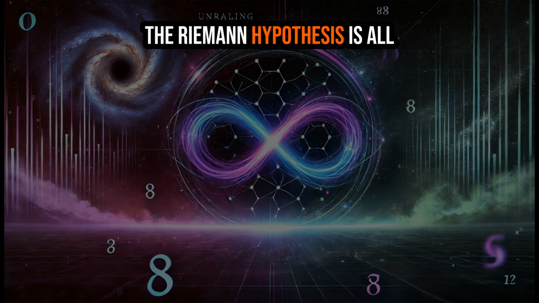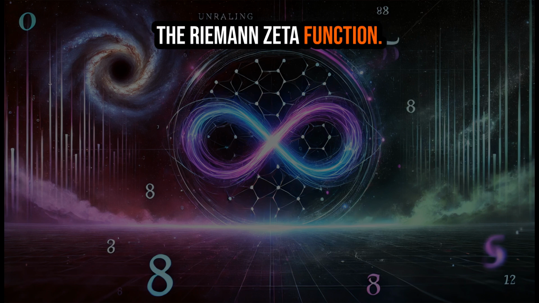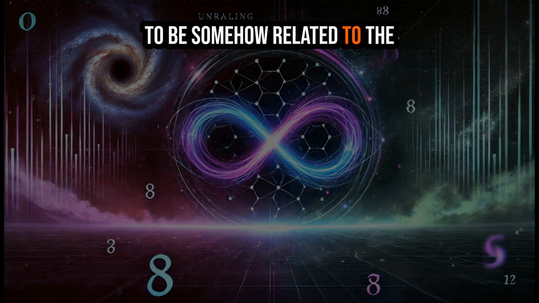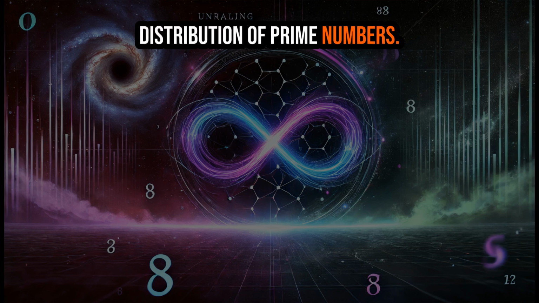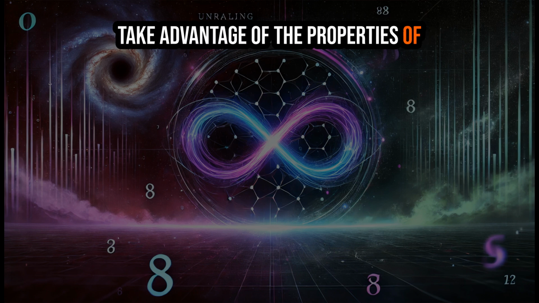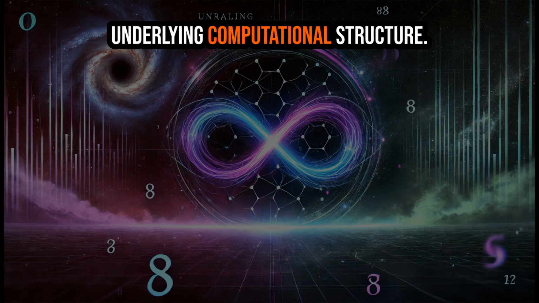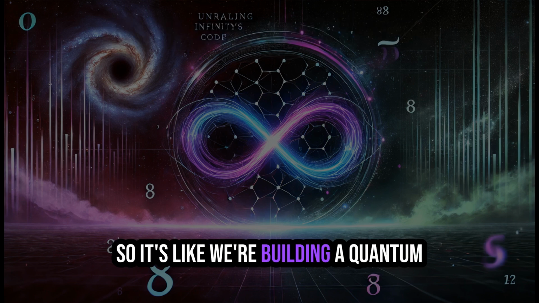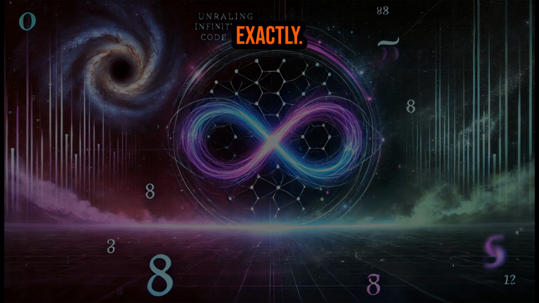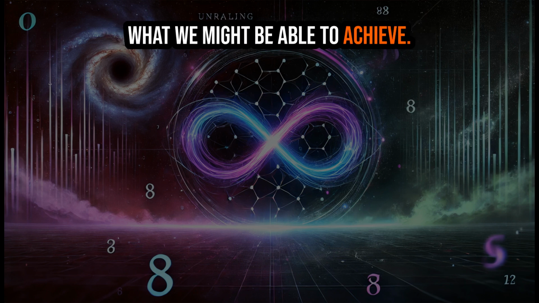The Riemann hypothesis is all about the zeros of a certain mathematical function called the Riemann zeta function. And these zeros are thought to be somehow related to the distribution of prime numbers. So the idea is that if we can build a quantum computer that's designed to take advantage of the properties of the Riemann zeta function, then maybe we can use it to tap into the universe's underlying computational structure. So it's like we're building a quantum computer that's tuned to the same frequency as the universe. Exactly. And if we can do that, then who knows what we might be able to achieve.